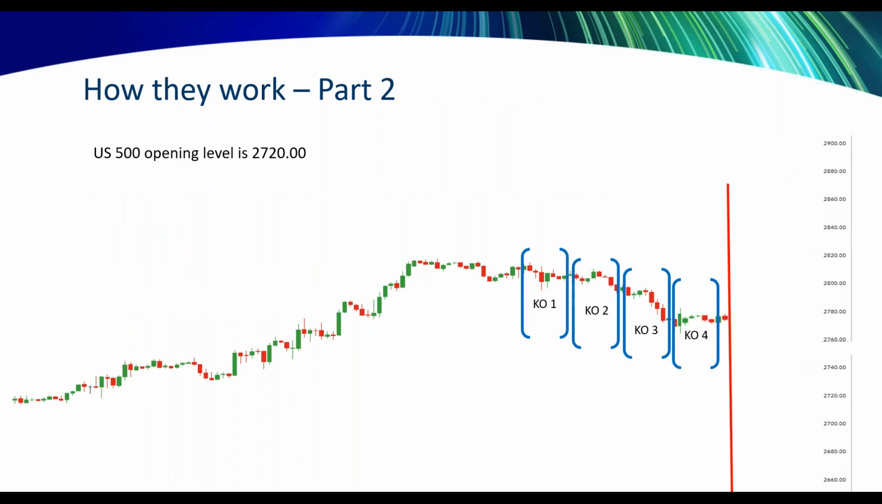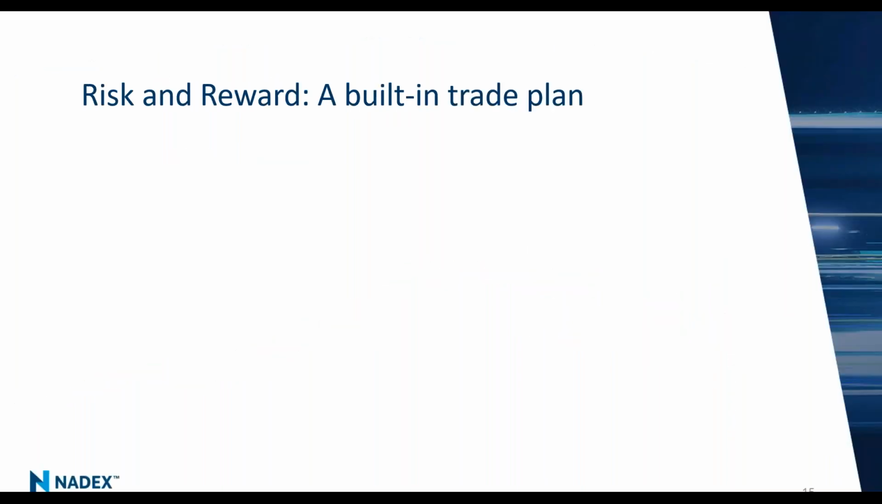So if I were just to go through a little example with the same type of picture, you can see, for instance, knockout number 4, it never got anywhere near the floor or the ceiling. And so it would have just settled the difference between where you bought and sold it and where it settled.